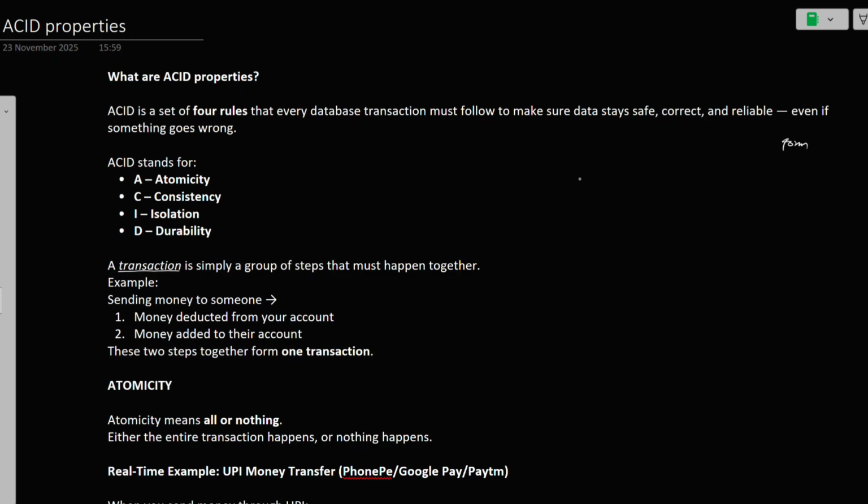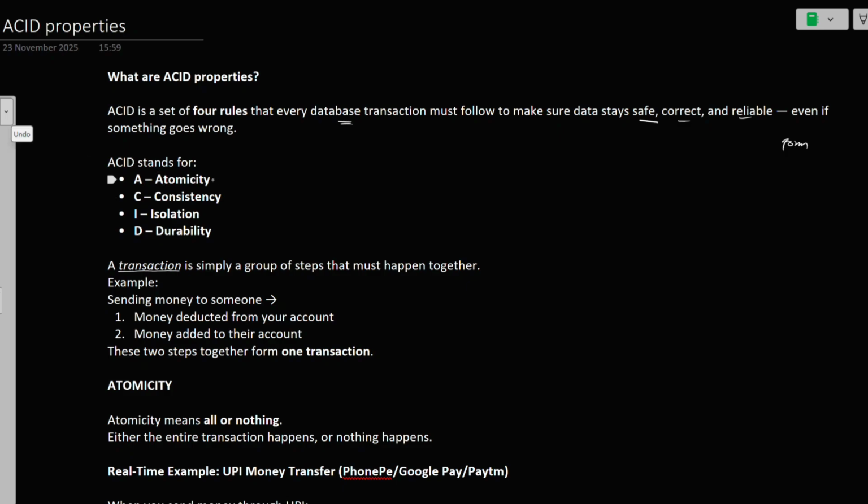Here the database also has to follow some set of rules in order to store your data. Whenever your transaction is happening, the database has to follow some rules to make sure that the data stays safe, correct, and reliable, even if something goes wrong. Now let's understand what each letter stands for in ACID properties.